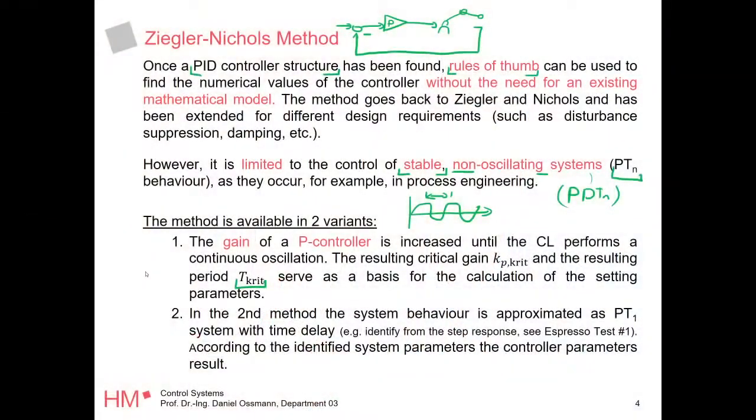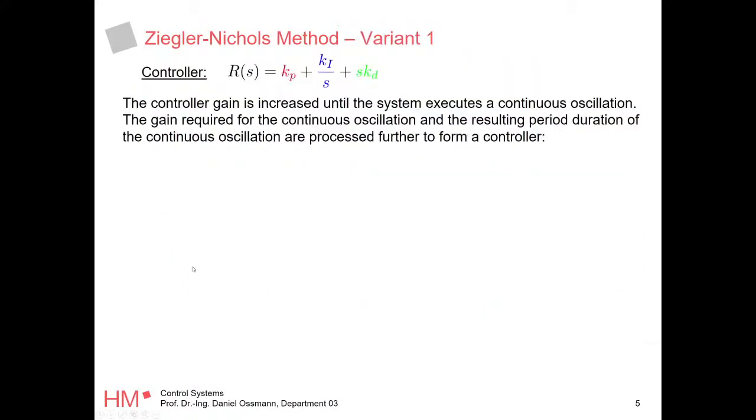And a PT1 system, we know that, has a gain, has a time constant, and additionally a delay. I will show you that in 2 slides. And based on these 3 values now, instead of 2, you can calculate the controller values. Okay, so these heuristic methods basically always work the same. So if you understand those 2, you're good for the heuristic methods. So let's start out in more detail with variant number 1.